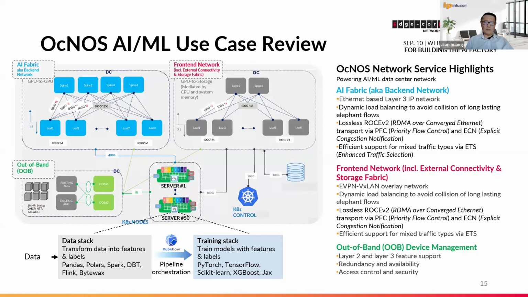Lossless, a lot of traffic. In fact, most of the traffic, not just the GPU to GPU traffic, but also the CPU to storage traffic increasingly, are all becoming lossless RoCE v2 traffic. And so lossless RoCE v2 transport via PFC, which stands for priority flow control, and ECN, which stands for explicit congestion notification, is one of the key features.